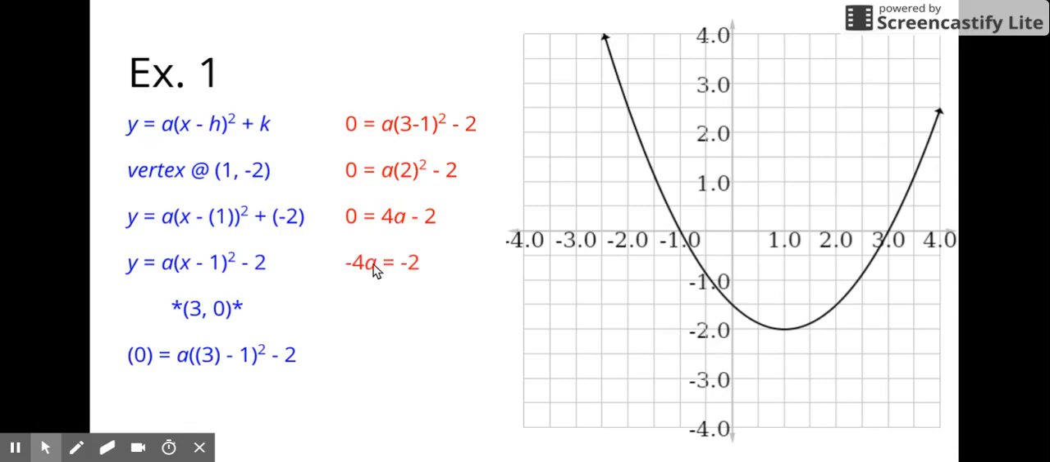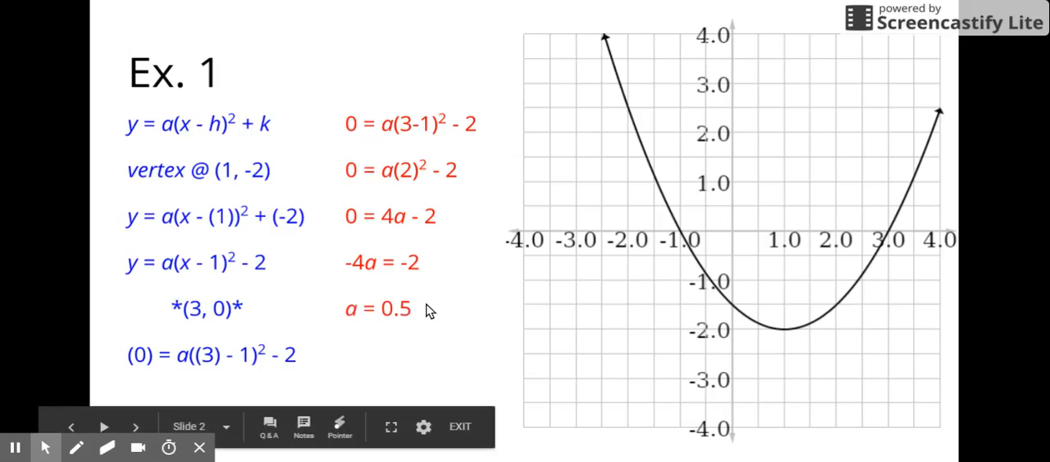I subtract 4a from both sides. I could have added 2 to both sides, either way is fine. And then I want to solve for a by dividing both sides by negative 4. So I find that my a value is 0.5.